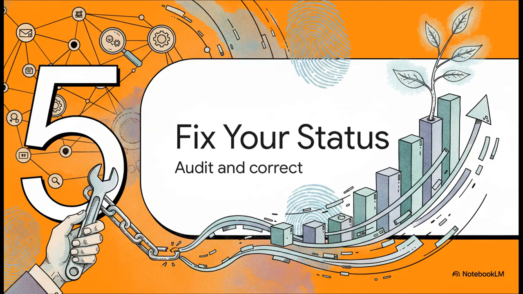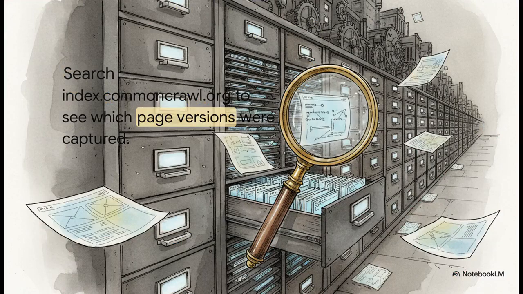Which leads us to part 5, how to fix your status. First things first, you need to do an audit. Go to index.commoncrawl.org and just search your own domain. There isn't some fancy special dashboard or submission form for Common Crawl, but this public archive actually lets you see exactly which versions of your pages have been captured and exactly when. This reveals exactly what the AI was taught about you. If your best pages aren't showing up in those recent monthly snapshots, well, you know for sure you have an access issue.